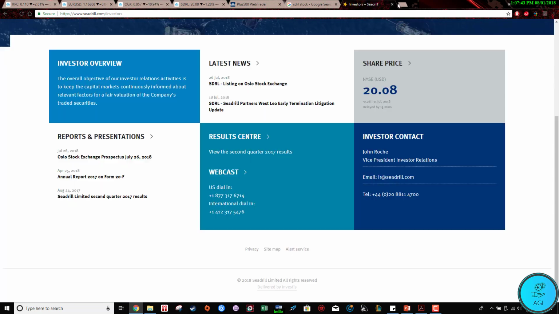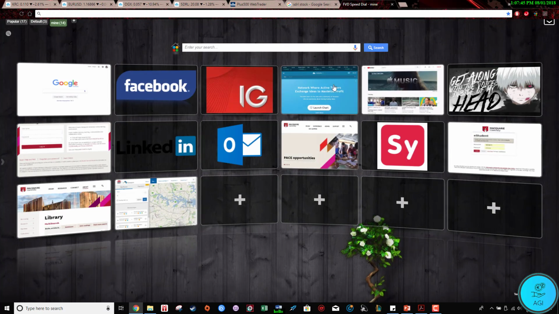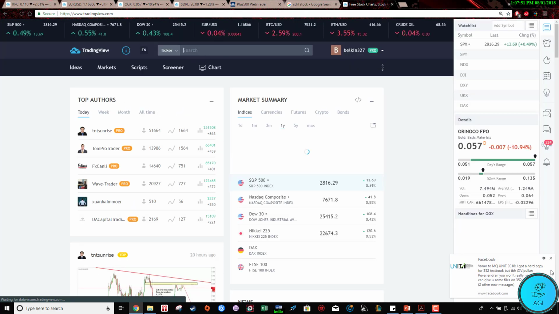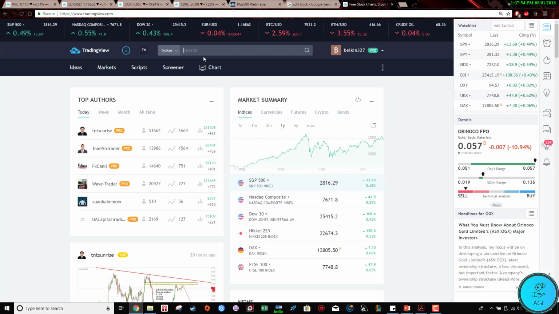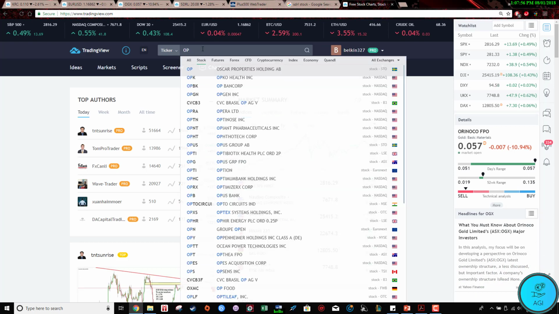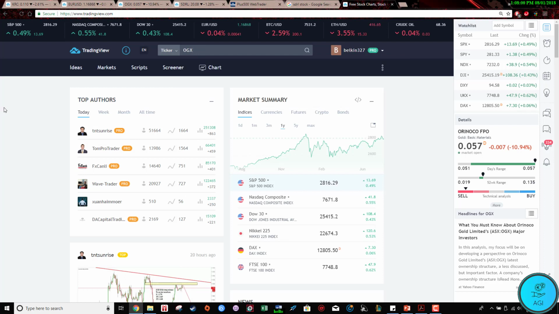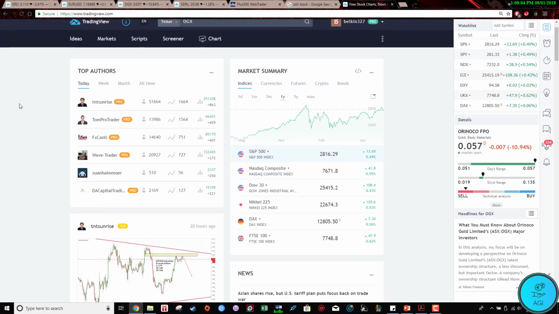Where could students get these indicators from? Well, you just need to go to TradingView. I'll show the whole process. Okay, so TradingView, www.tradingview.com. Let's just get rid of that, and then we're just going to type in our stock or our asset.